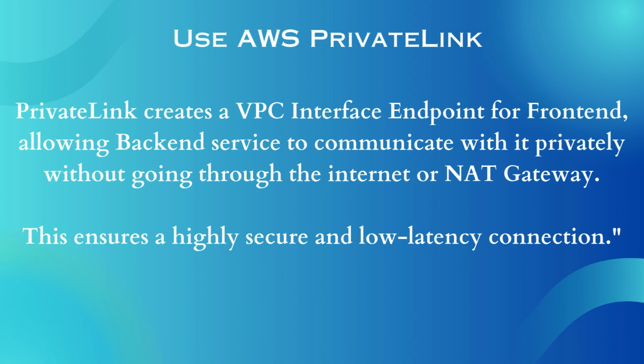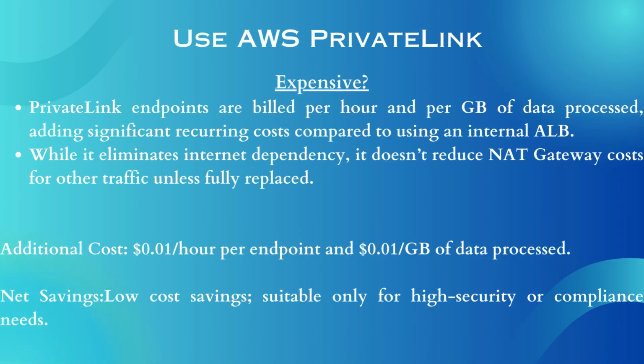So when exactly do you have to use it? PrivateLink is ideal for compliance and security critical use cases where keeping traffic private is mandatory. So how exactly is this expensive? The endpoints are billed per hour and per GB of data processed, adding significant recurring cost compared to using the internal ALB. While it eliminates the internet dependency, it doesn't reduce the NAT gateway cost for other traffic unless fully replaced. The additional cost is 0.01 cent per hour for the endpoint and 0.01 cent per GB of data processing. Net saving is low, suitable only for high security and compliance needs.